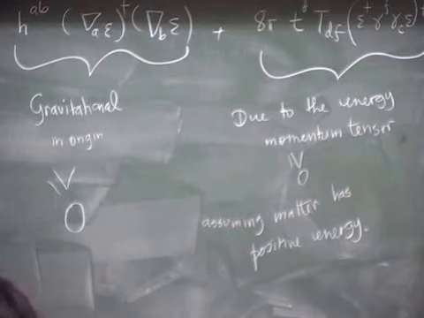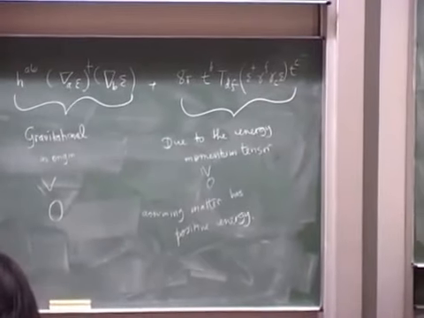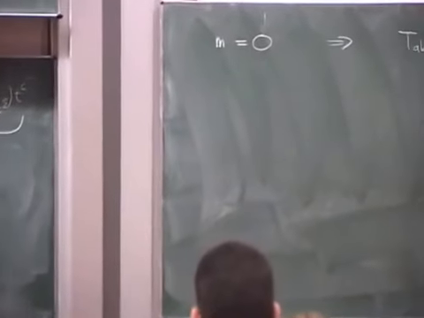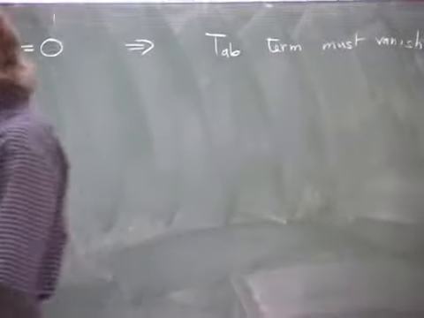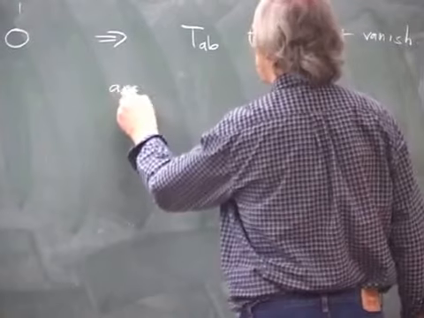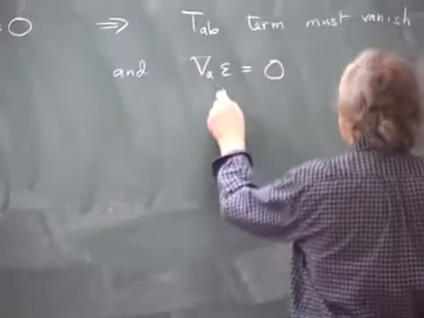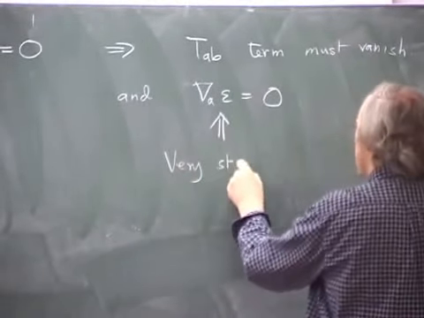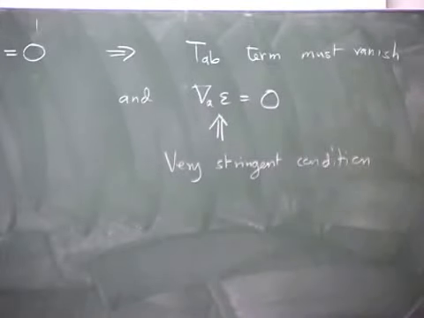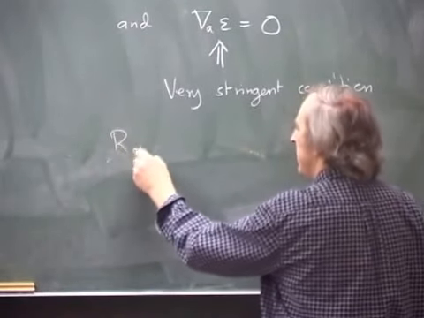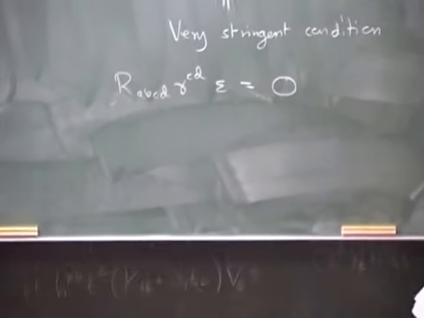Is it possible for the mass to be equal to 0? Well, if this thing is positive definite, because energy momentum is positive definite, it implies that the energy momentum tensor must be equal to 0, which I'll specify rather loosely like that. And it also means that ∇_A ε must be equal to 0. This is an amazingly stringent condition. We've already seen that if ∇_A ε is equal to 0, it implies that R_ABCD γ^CD ε must be equal to 0, which is a strong condition on the curvature. And if the curvature vanishes, you can find solutions of this equation.